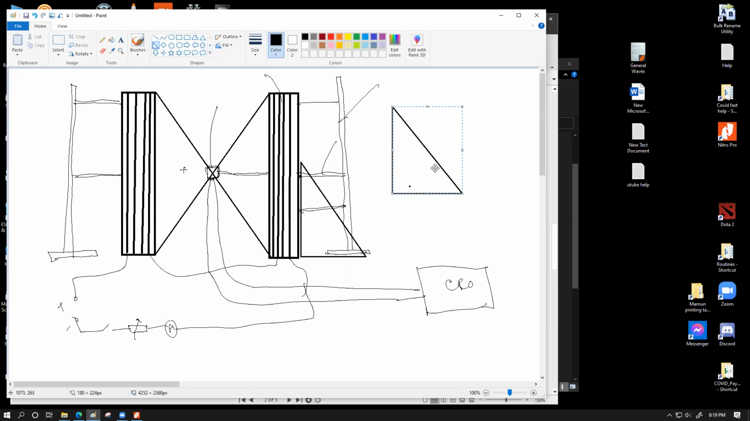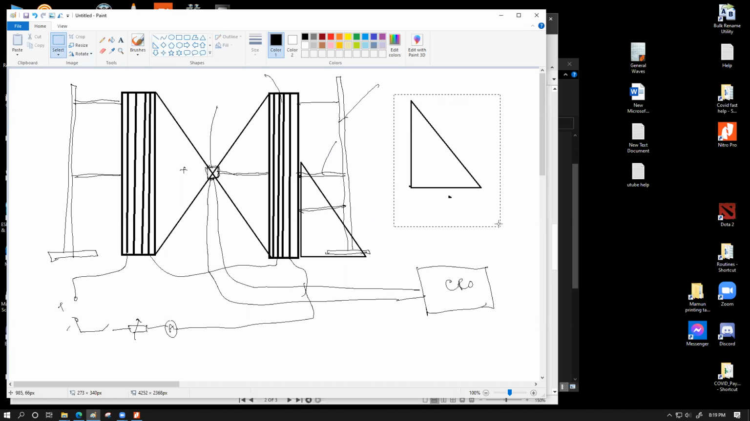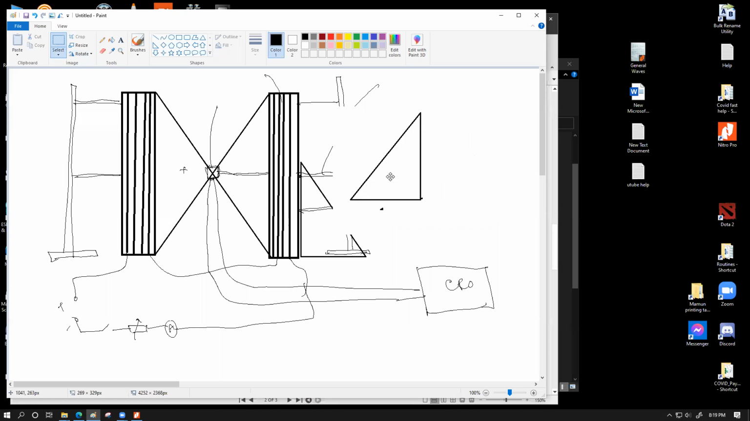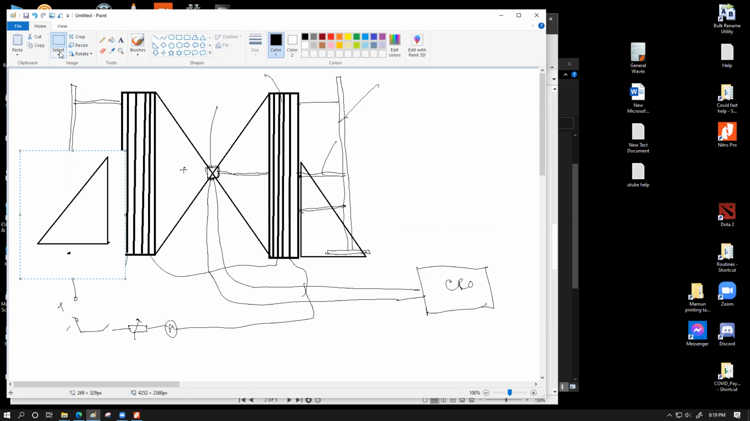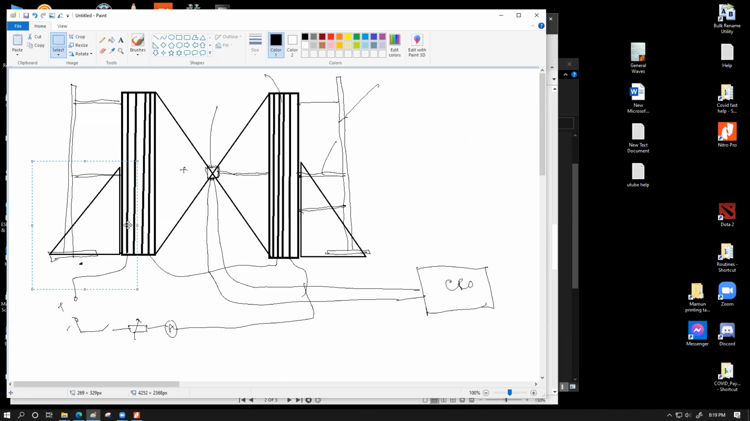Why not? I need to flip this. How can I flip this? Okay, I have to flip this with magic. Flip horizontal, transparent selection, boom. So something like this can work. I think that's pretty much it.